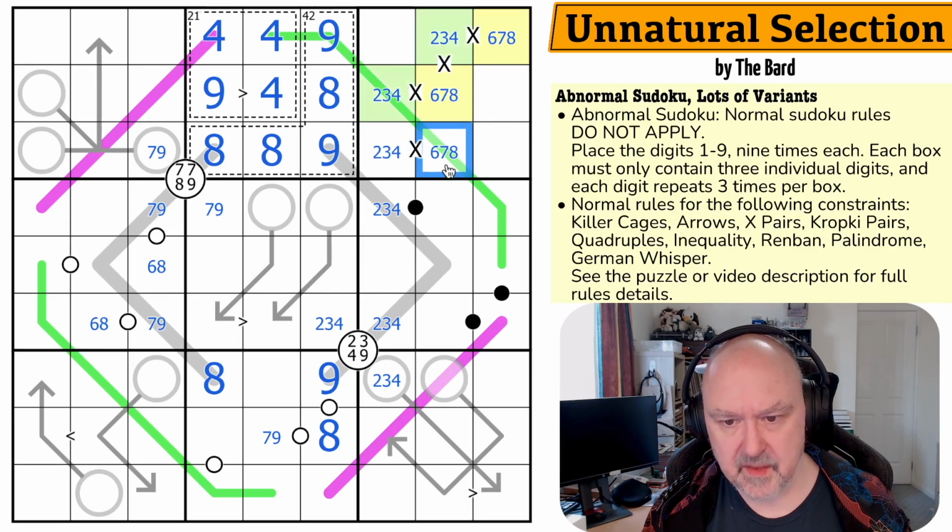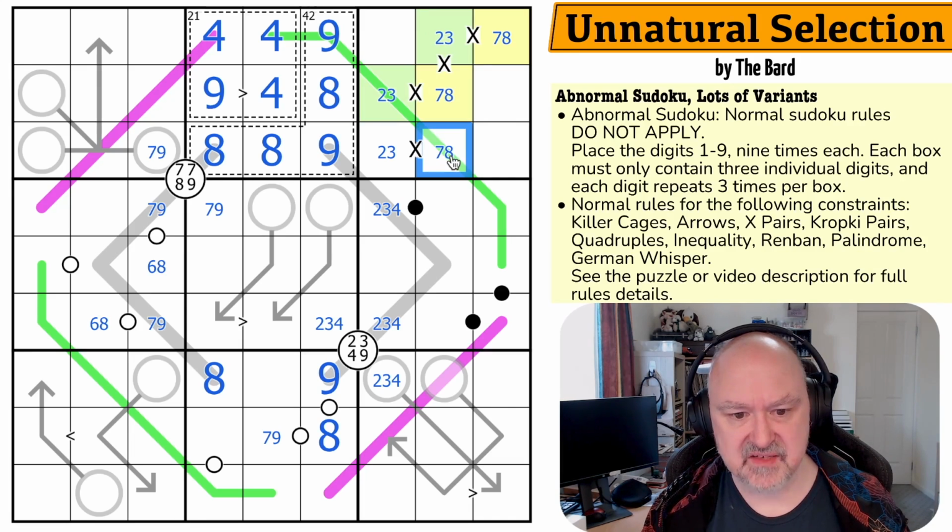Now, no 1 here means no 6 here, which means no 4 here. And I can't put a 4 here, so I can't put a 6 here, because these are the same digit. These are now 7 and 8. Now, these could be the same, though. But I don't have 8 forced anymore.